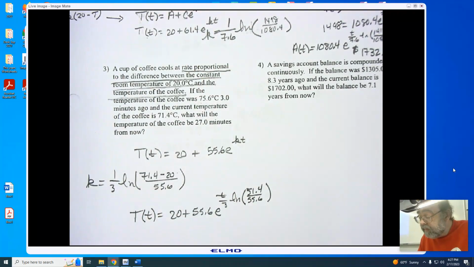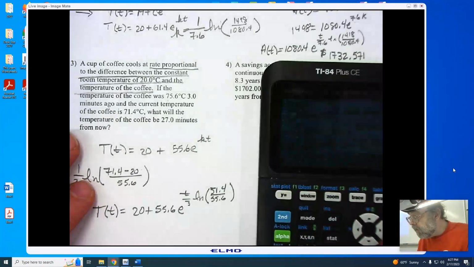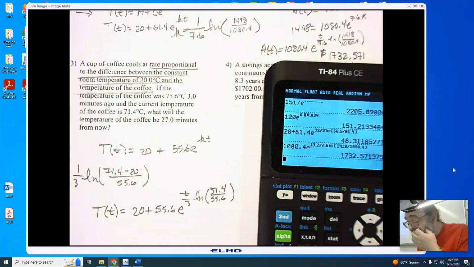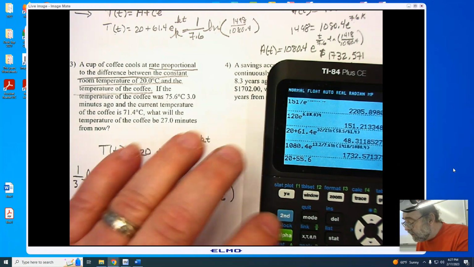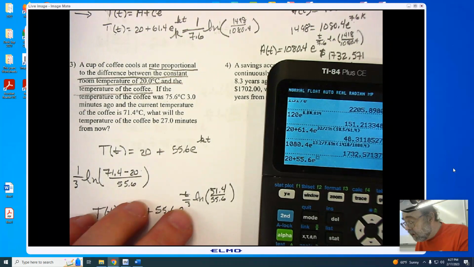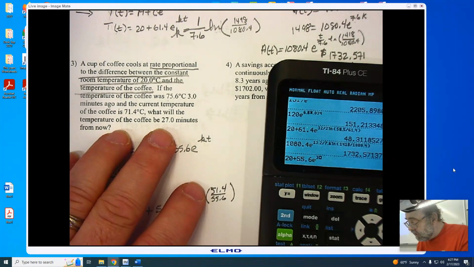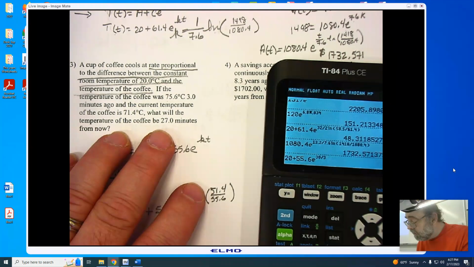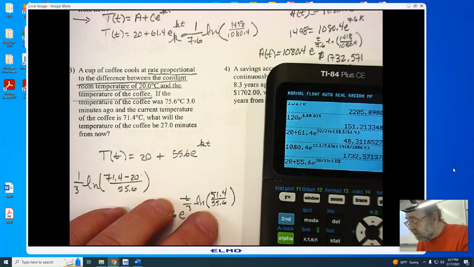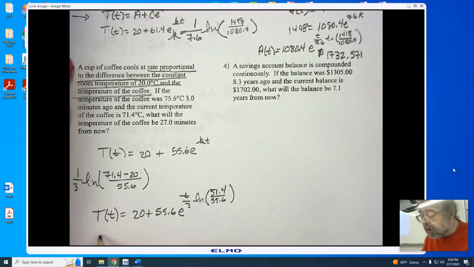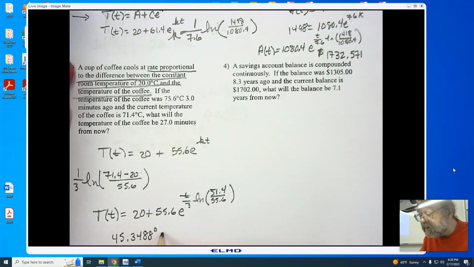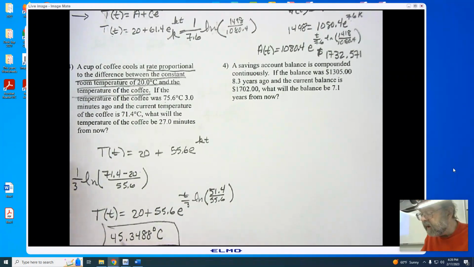So we're looking at t of 30, and we're going to put in 30 for our time right there. This is giving me 20 plus 55.6 e to the power of, and now I'm putting in that 30 divided by 3 natural log of 51.4 divided by 55.6 and hit enter. I'm looking at a temperature of 45.3488 degrees Celsius for the coffee.